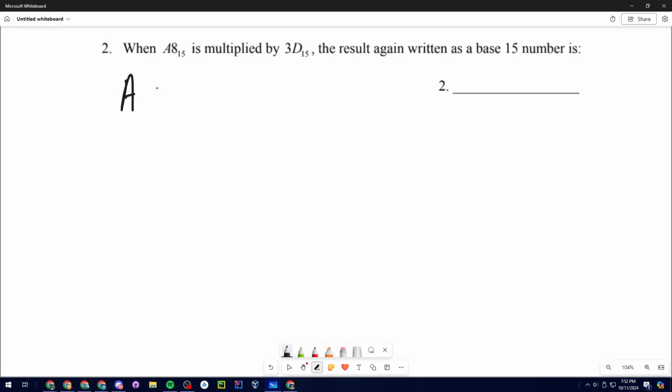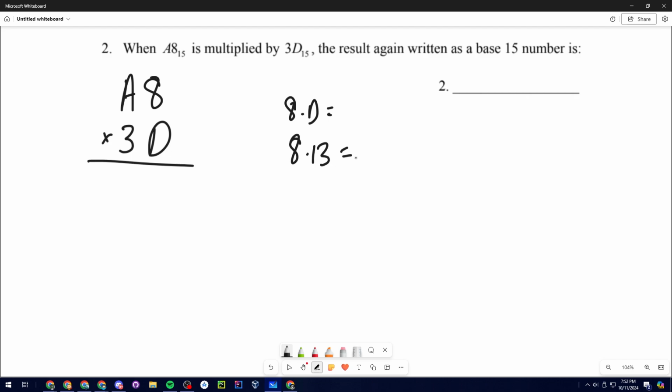So A8 times 3D. For multiplication, I really like to just write it out. For example, 8 times D, well that's 8 times 10, 11, 12, 13. So 8 times 13.